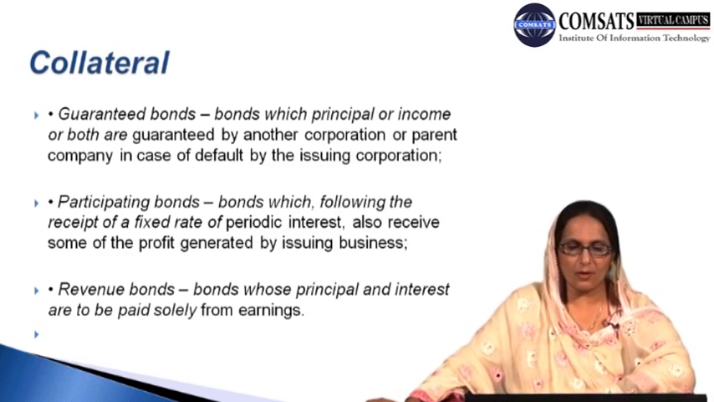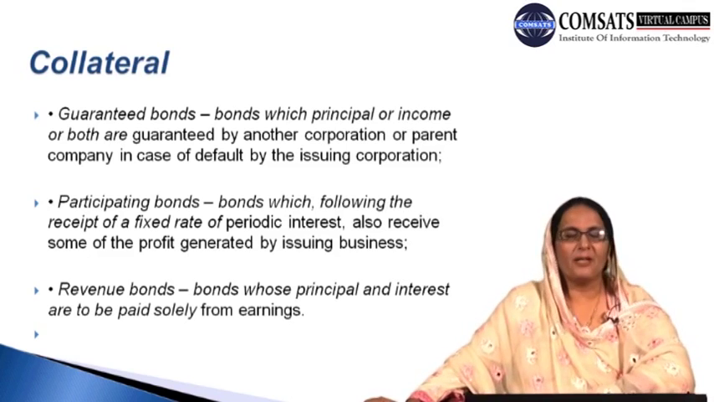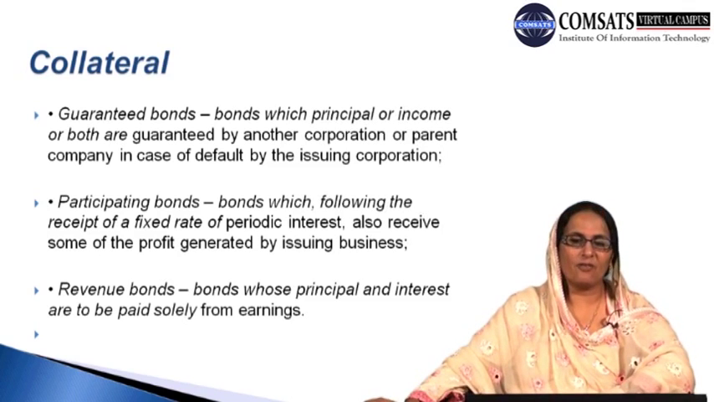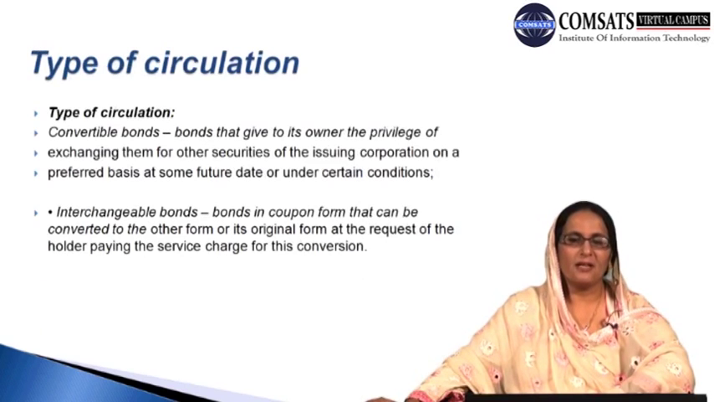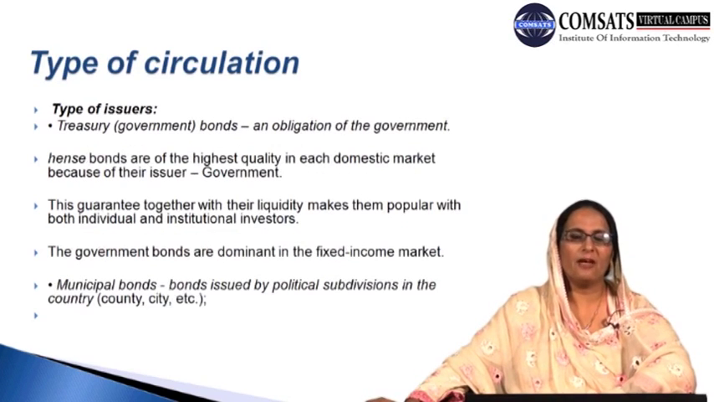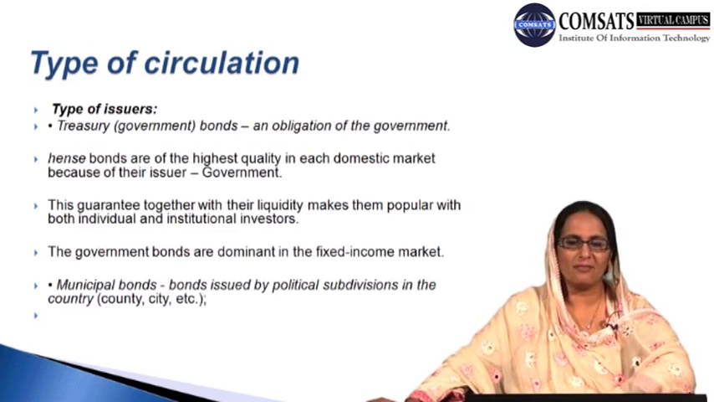They are revenue bonds, and their names indicate their features, what type of features they possess. Then we have types of circulation, which are known as convertible bonds and interchangeable bonds. Then we have types of issuers, and treasury government bonds, and hence these bonds are of the highest quality.